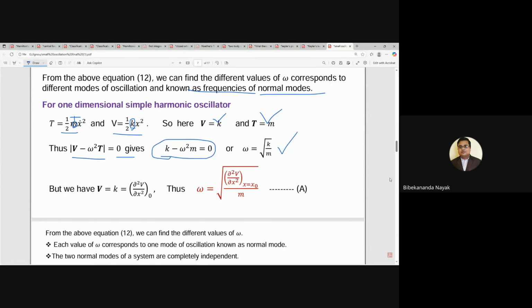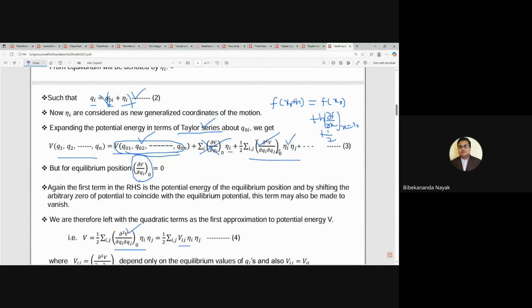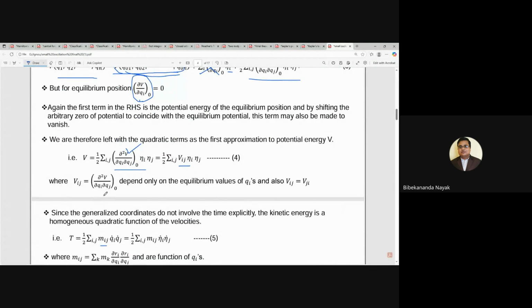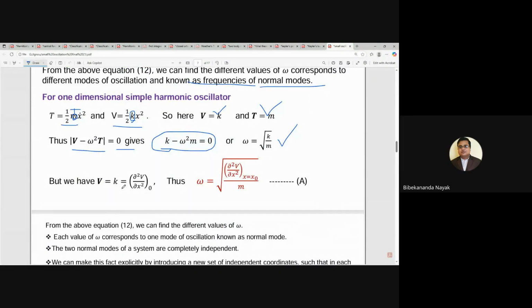But what is V? We found here V is equal to del square V by del Qi del Qj, or in one dimension del square V by del Q square. This is important. So for a one-dimensional problem, it is del square V by del x square at x equal to 0, the stable equilibrium point. Putting this, we get the formula for omega. It is a very, very important formula. Most of the problems are based on this formula. Is it clear? Only remember this. Okay?